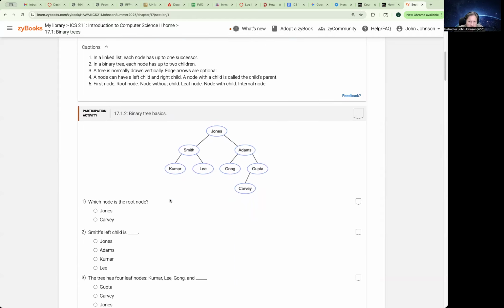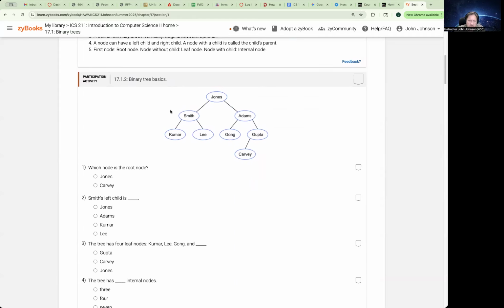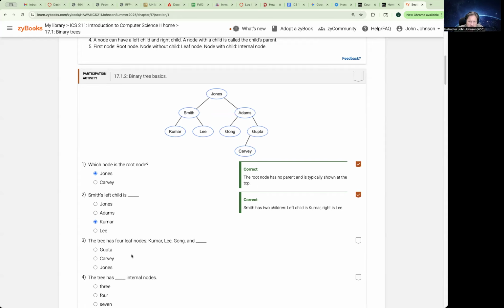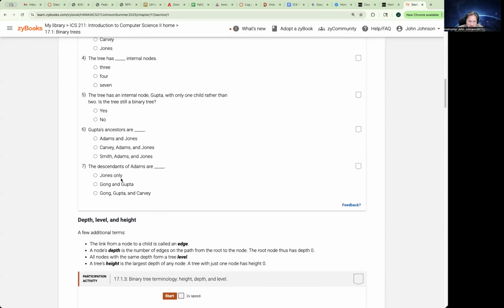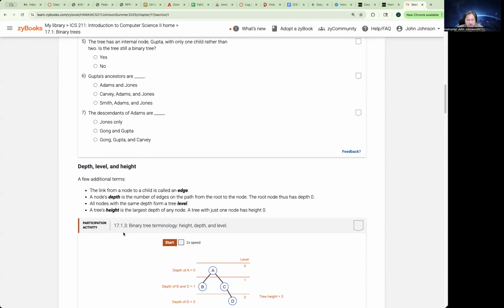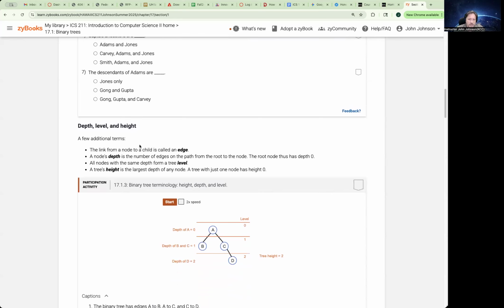So we're going to look at a participation activity, binary tree basics. You look at this one over here. It looks pretty even until you get over here to Gupta, who has a child under it. So which node is the root node? That obviously is going to be Jones up here. Then Smith's left child: if we look down to Smith, the left child is going to be Kumar. So go ahead and answer questions like this. It's pretty straightforward.